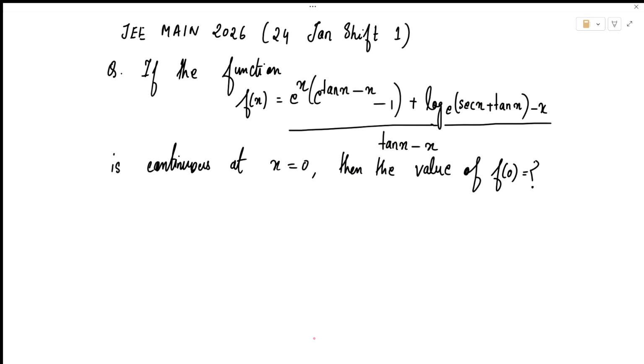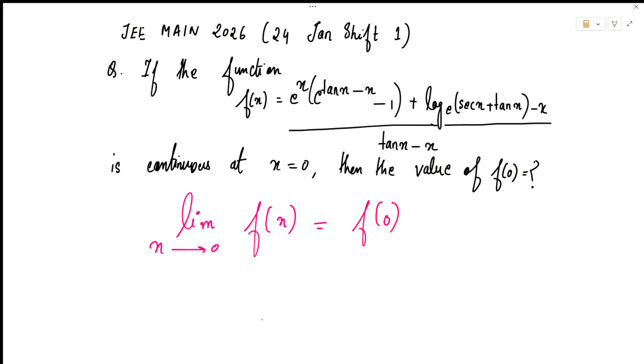Hello everyone. So we have this question from continuity asked in JEE 2026. We are told that this function is continuous at x equal to 0, and we are to find the value of f of 0. Since the function is continuous at x equal to 0, you would know that limit x tends to 0, f of x will be equal to f of 0, right?